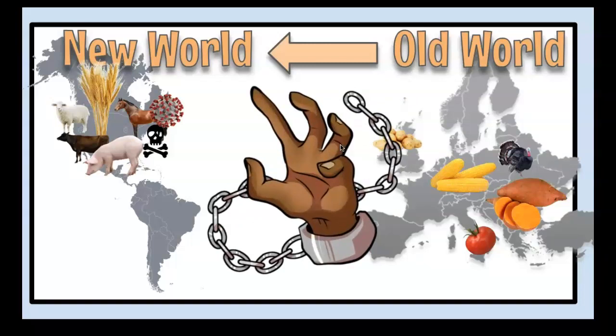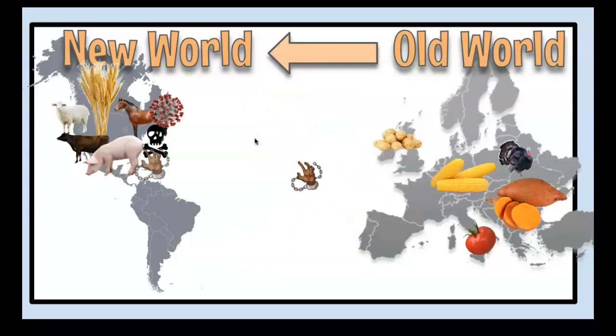Okay, and another thing that came over that started because of the Columbian exchange was slavery and the slave trade. So that was something else that began during this time period, this exchange of people, and slavery and the slave trade.